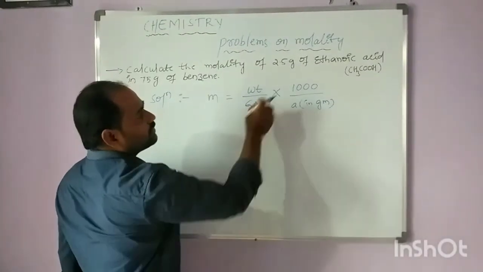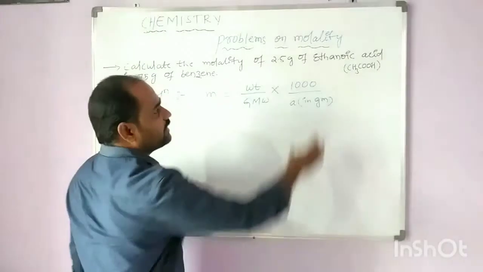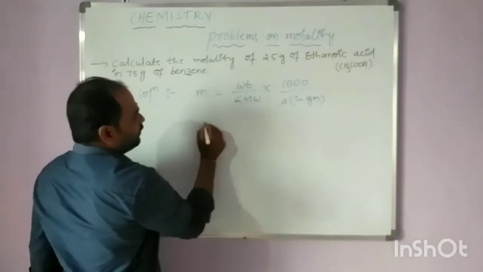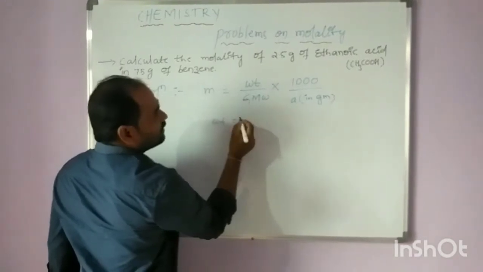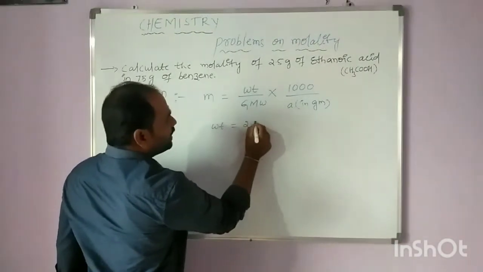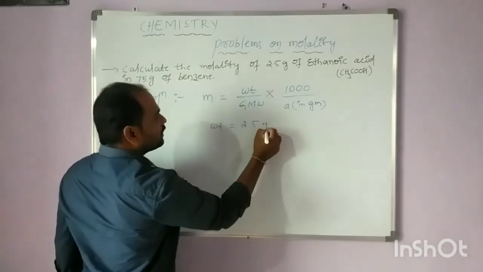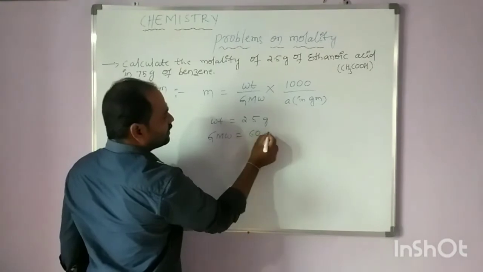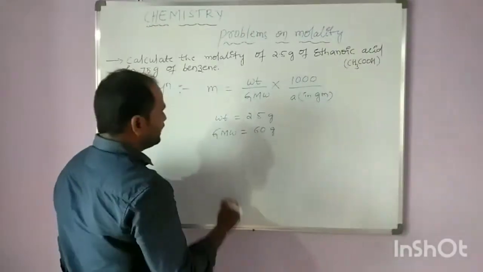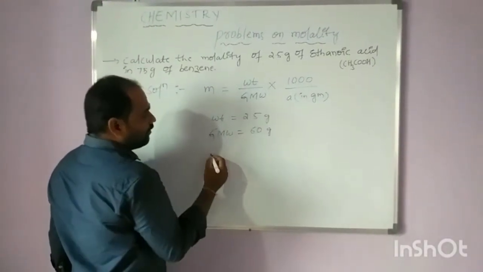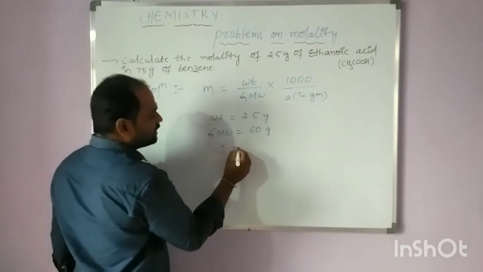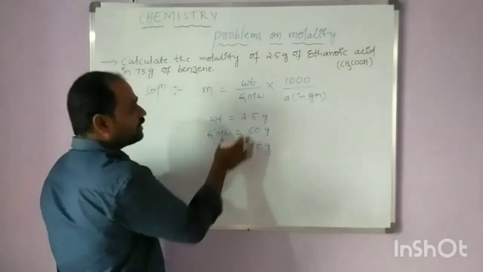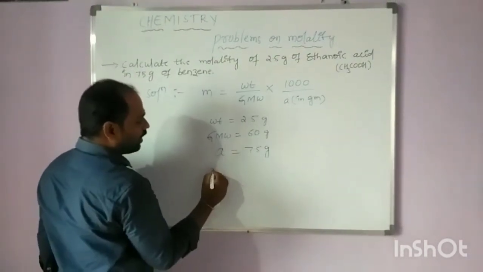In this problem, the solute is acetic acid, ethanoic acid, and the solvent is benzene. The weight of the acetic acid is given as 2.5 grams. The gram molecular weight of acetic acid is 60. The weight of the benzene is given as 75 grams. Now substitute all the values in the formula.